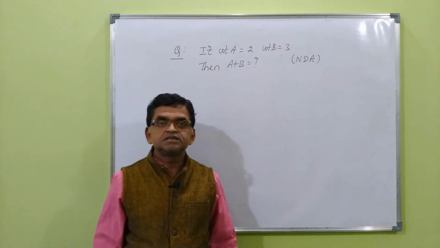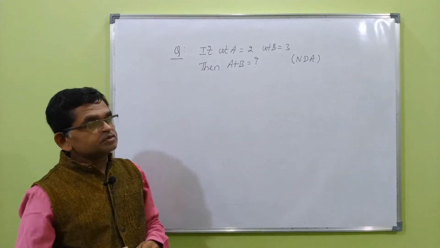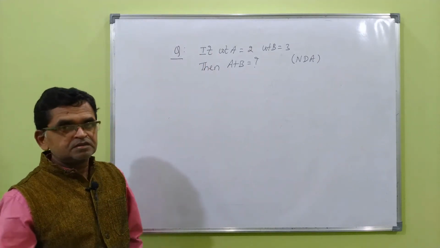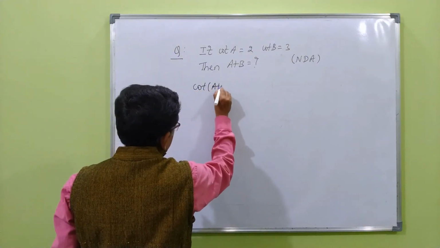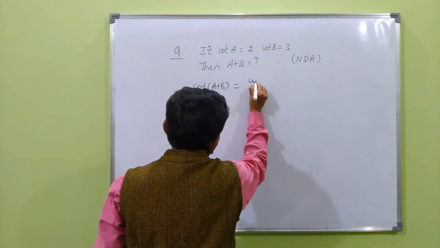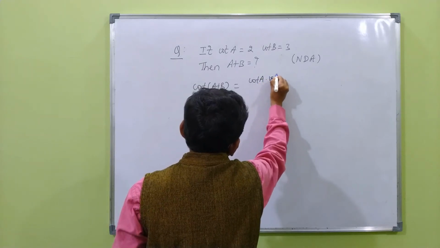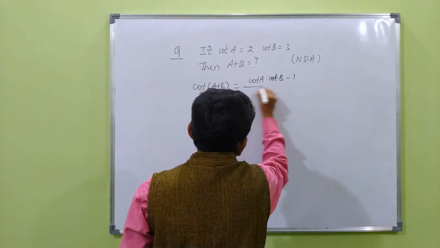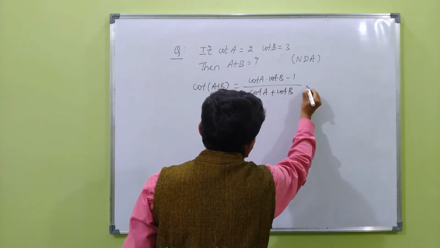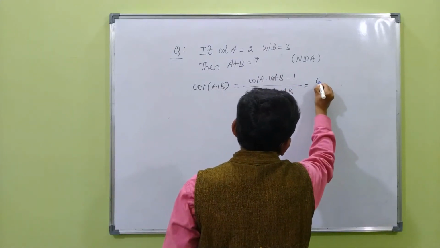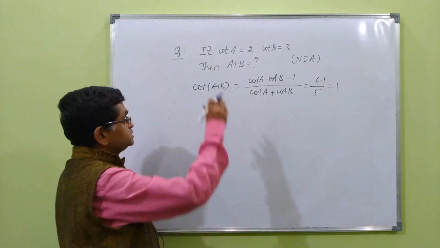Okay. This is another question asked in NDA. If cot A is equal to 2 and cot B is equal to 3, then you can directly apply the formula cot(A + B) = (cot A cot B - 1)/(cot A + cot B) = (6 - 1)/5 = 1 if you substitute. Otherwise you can apply the rule.